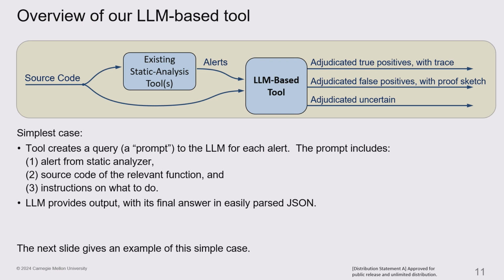In the simplest case, the tool creates a query or a prompt to the LLM for each static analysis alert. The prompt includes the static analysis alert, the source code for the relevant function, and instructions what to do, and the output from the LLM then has its final answer in easily parsed JSON. The next slide gives an example of this simple case.